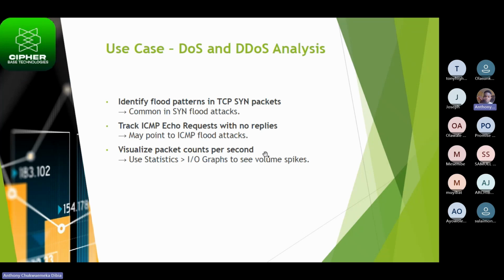DoS and DDoS analysis, I told you that before. So identify flawed patterns of TCP SYN packets. That is where you notice that a particular IP address is just sending a SYN request and is unable to get a response back, because the requests are coming in and flooding the server. So it's called a SYN flood, whereby a particular IP address is flooding the server with SYN requests, trying to synchronize with the IP address.